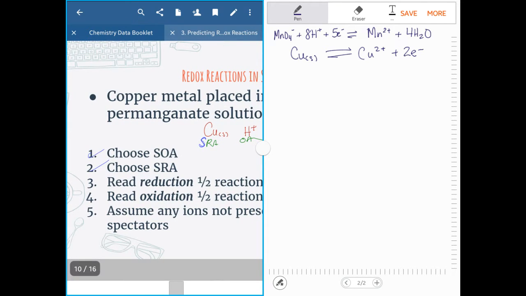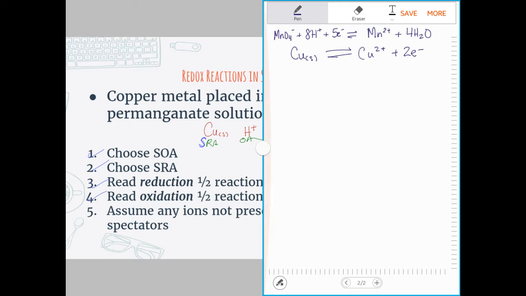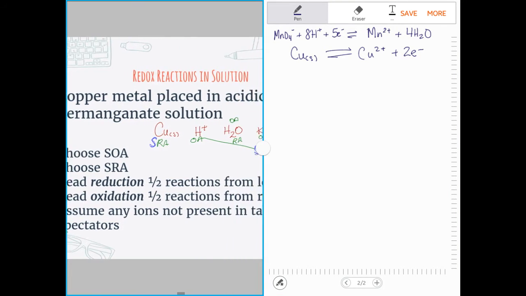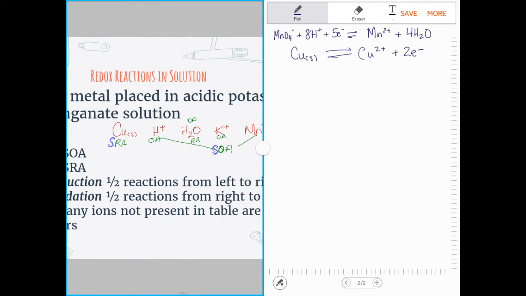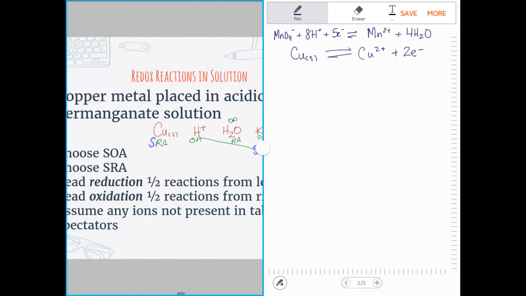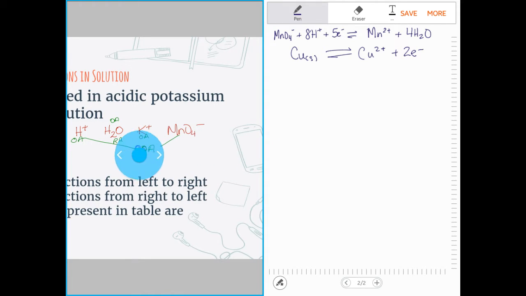So again, I've read my reduction half reaction normally, my oxidation half reaction I read backwards, which makes sense, otherwise it wouldn't be an oxidation half reaction. In order for it to be an oxidation half reaction, I have to have these electrons listed as a loss or as a product, right, because it is oxidation. So we assume any ions not present in the table are spectators, which we've done. We did find all of our ions present in the table, even though some of them were not relevant. So once we have this, we can further balance this half reaction.